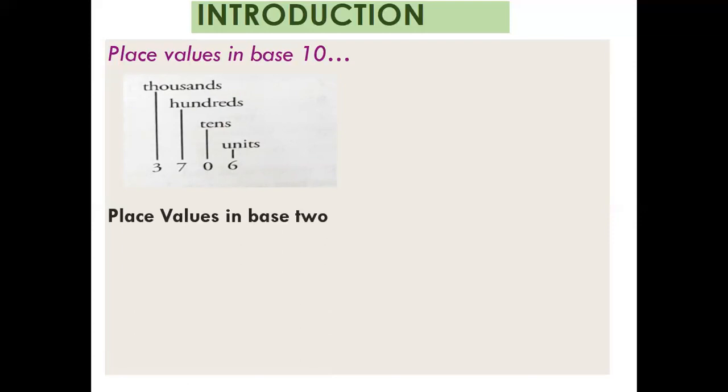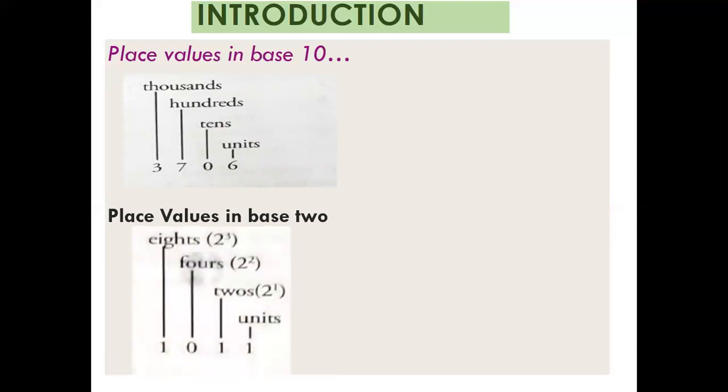Let's look at the place values in base 2. Instead of units, tens, hundreds and thousands, we're going to have units, twos, fours and eights. Basically, each place value is increasing by a factor of 2. When you were counting in base 10, each place value increased by a factor of 10: from units to tens, then 10 times 10 is 100, and it keeps increasing by 10. But in base 2, the values increase by a factor of 2.